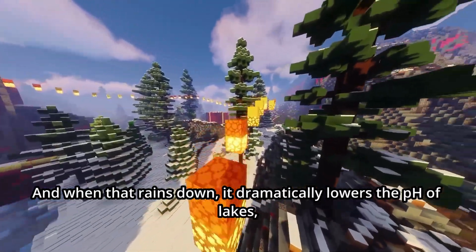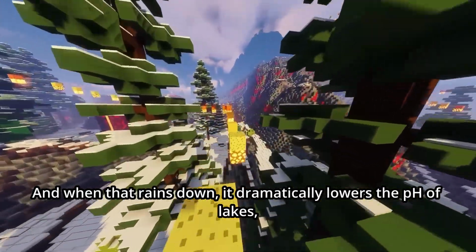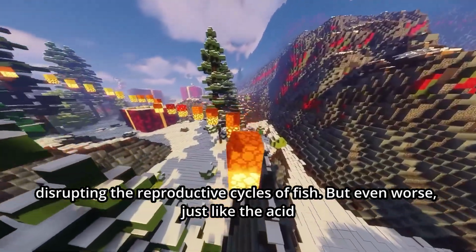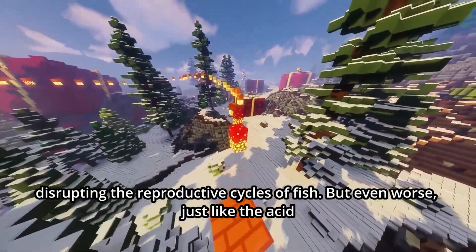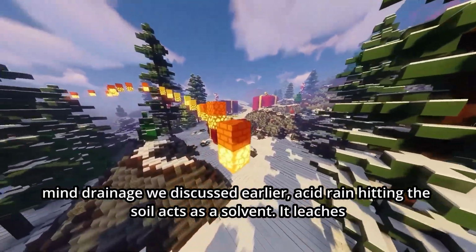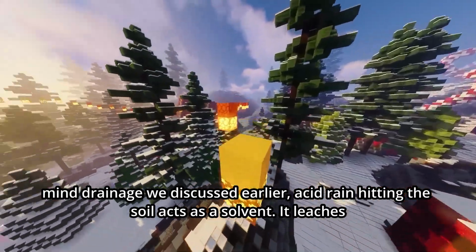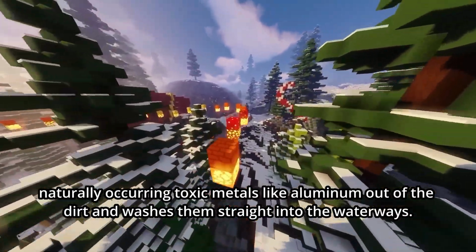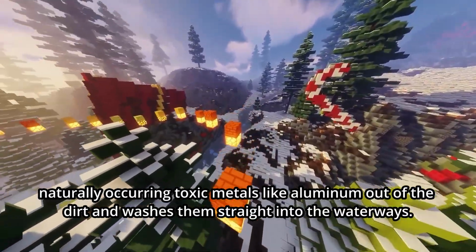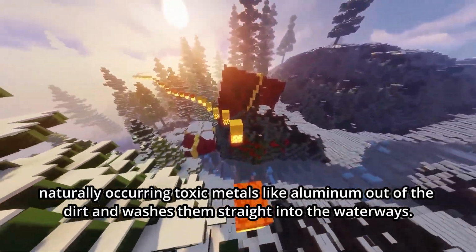And when that rains down, it dramatically lowers the pH of lakes, disrupting the reproductive cycles of fish. But even worse, just like the acid mine drainage we discussed earlier, acid rain hitting the soil acts as a solvent. It leaches naturally occurring toxic metals like aluminum out of the dirt and washes them straight into the waterways.